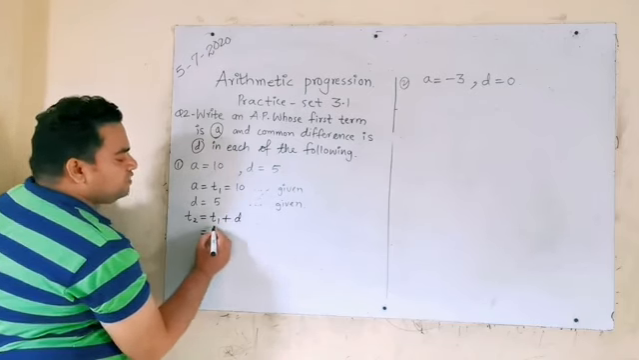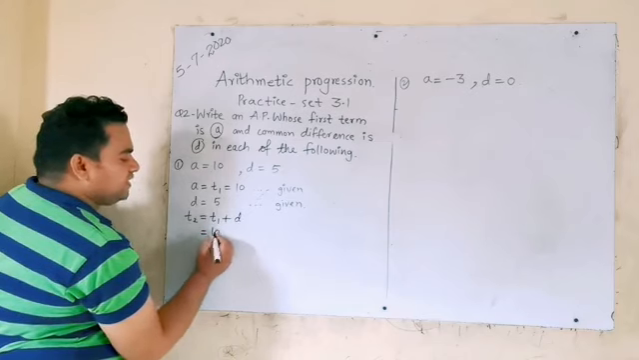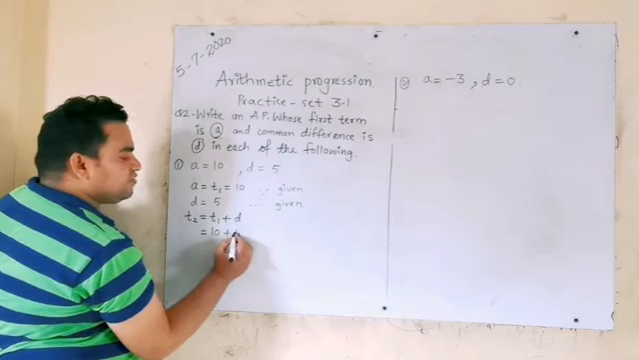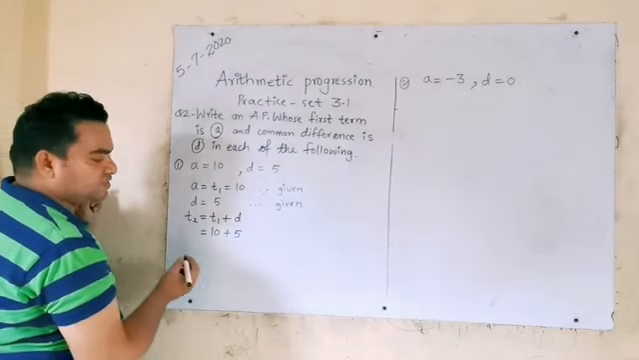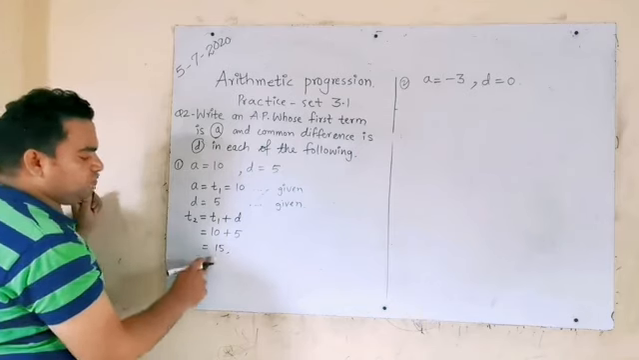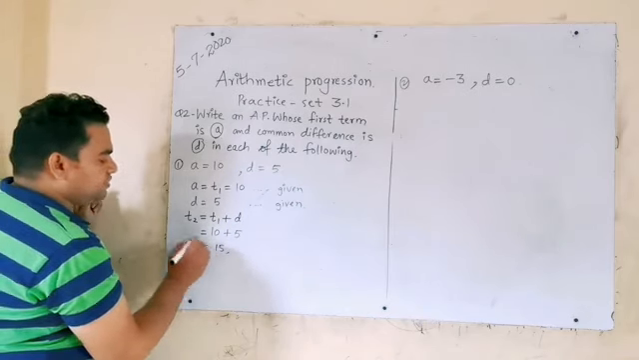So T1 is how much? We know T1 is 10, that is the first term, plus what is d? What is d given here? The common difference, which is constant, is 5. So the answer will be 15. This is T2. So we can write T2 equals 15.